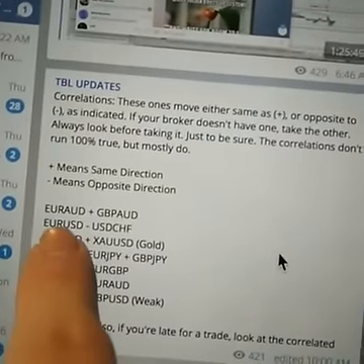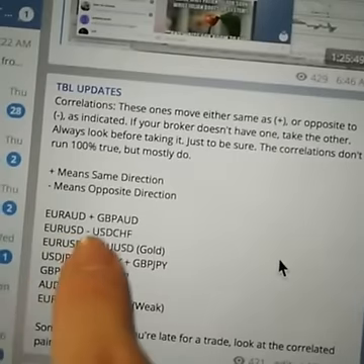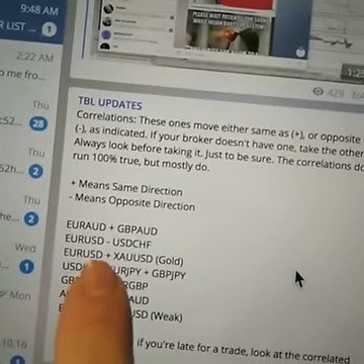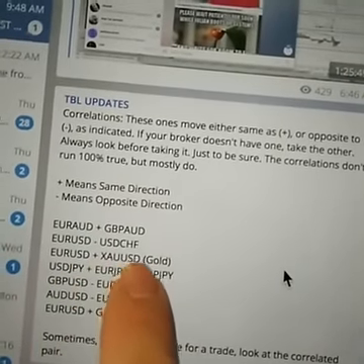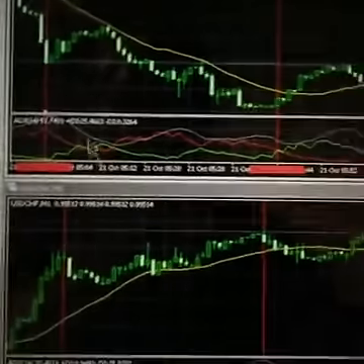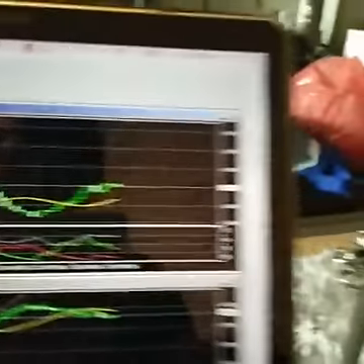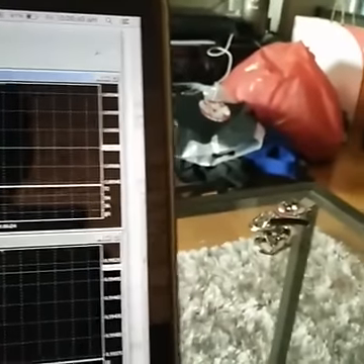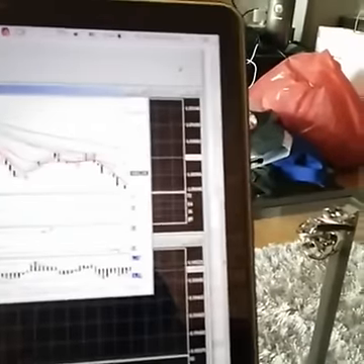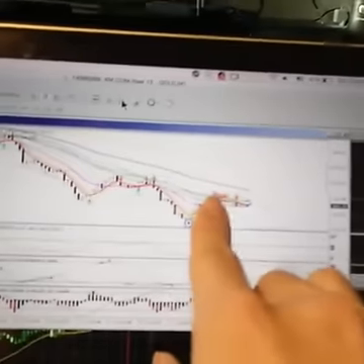There's a correlation between Euro USD and USD CHF that's negative, and there's a correlation between the Euro USD and gold that is positive. So if I miss something on here, I can also go and check on gold. Can I still catch that same movement on gold?